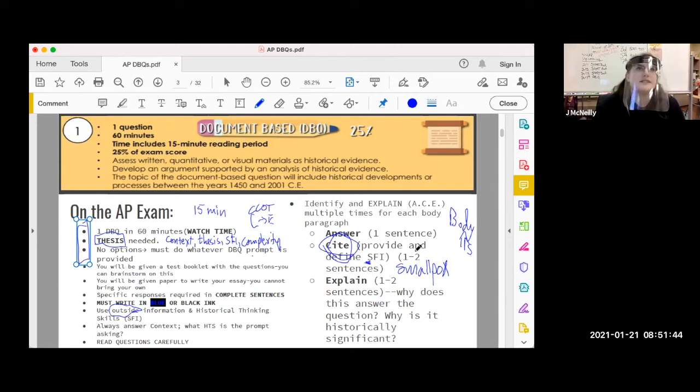So it's more than just saying things were bad or things were good because disease. You have to go into detail. Okay, and then you have to do it in complete sentences as well.